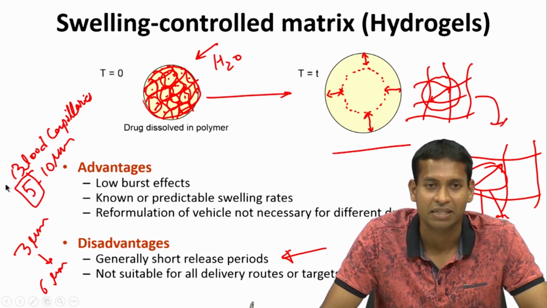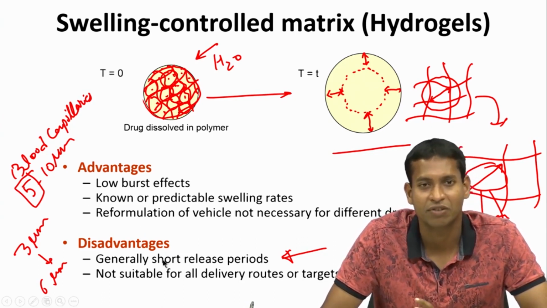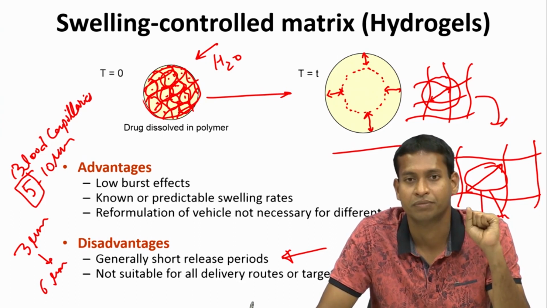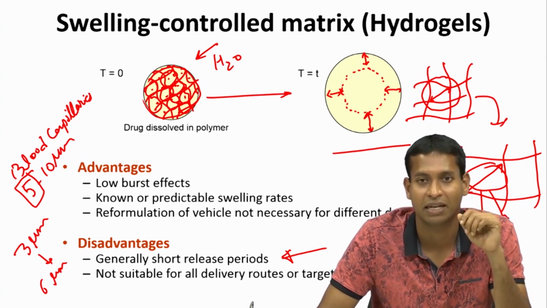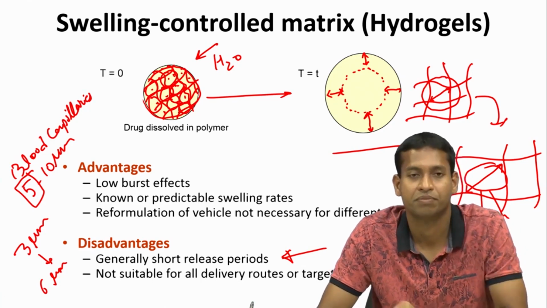So, again as I said, it is not really suitable for all delivery routes and targets, but the good thing is we know what sort of final product we will get. So, we can choose where to inject it. Let us say if I want to put it under the skin and I am okay if the skin bulges a little bit, then I can use this.